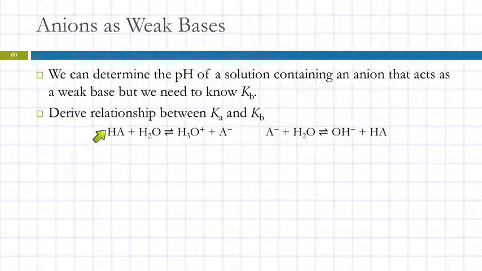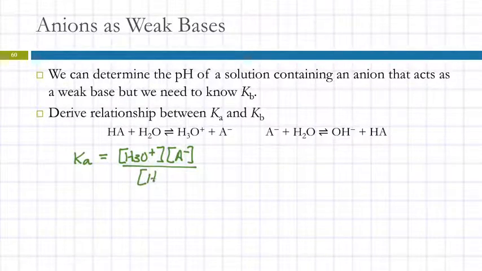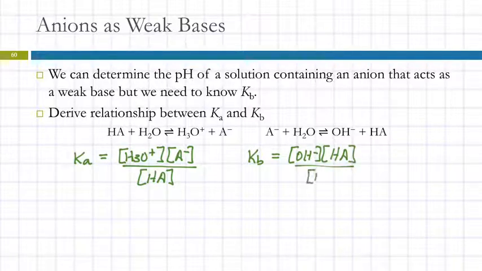So here we have HA, the acid, right? So we can write an equilibrium expression. So that's going to be H3O plus times A minus divided by HA, right? And over here we have the anion acting as a base. And so we could write the base ionization constant for that, be hydroxide ion times the weak acid divided by A minus.